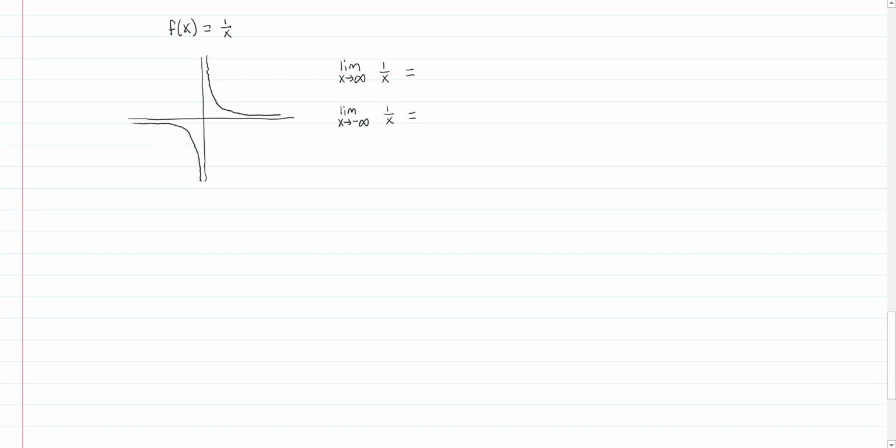Now, there's one important rule when working with infinities that I did not include in the above list because I wanted to single it out. Let's consider these limits as x approaches infinity and negative infinity of 1 over x. From the graph, we can see that as x approaches infinity, 1 over x will be approaching the y value of 0. Hence, the limit as x approaches infinity of 1 over x is 0. Likewise, as x approaches negative infinity, 1 over x also approaches 0. So both of these limits are 0.